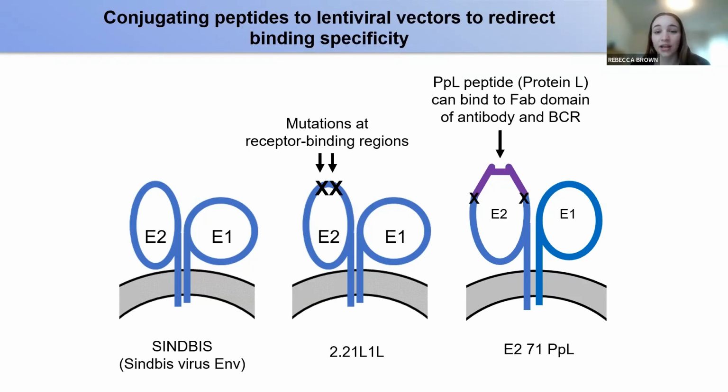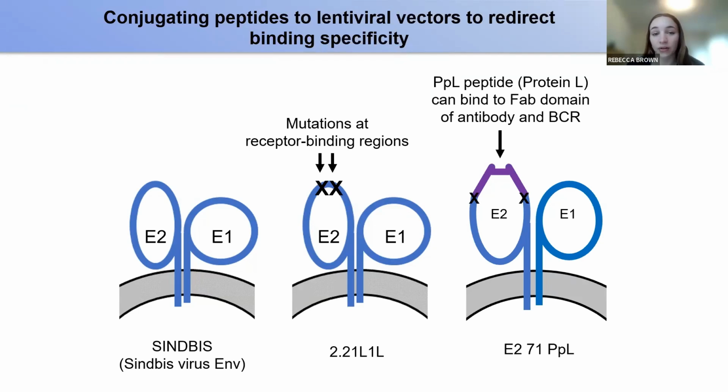So for our project, we conjugated protein L, the PPL peptide, into this 2.2 1L1L construct, so it only has the binding ability of protein L.